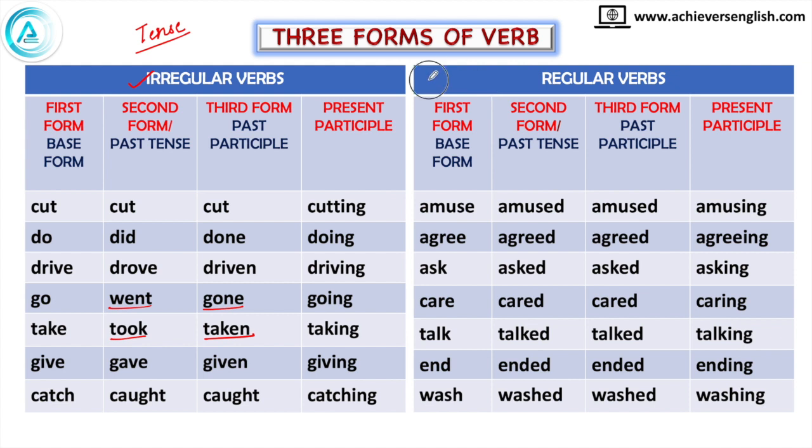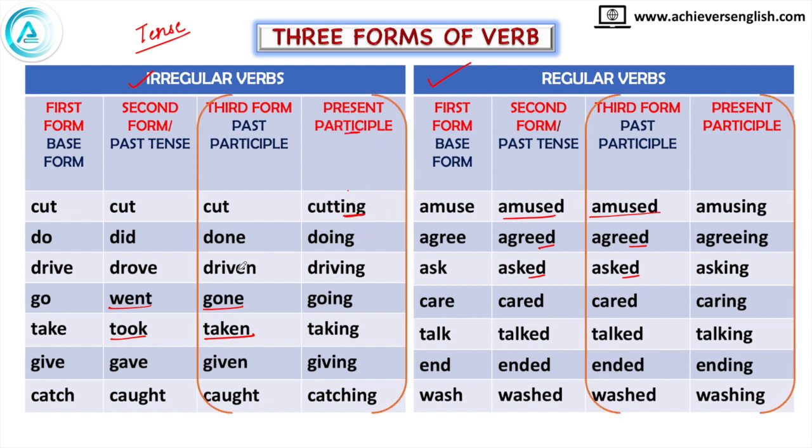Whereas if you look at this category, you can notice that the second and third forms are formed by adding ed with the verb. So this is called a regular verb. And friends, the first form is also called the base form, the second form is also called the past tense, and the third form is also called the past participle. And the present participle is formed by adding ing. We use the present participle form in continuous tenses. If you remember the tense chart, the ing form is added in continuous tenses. So this is also known as a participle.